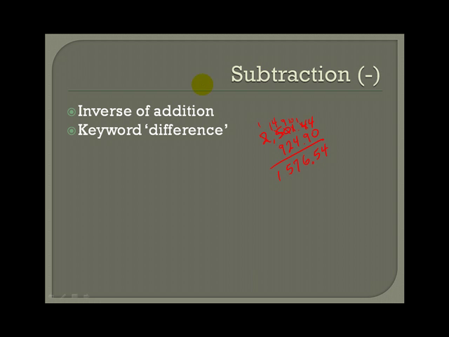Well, because this is the inverse of addition, what we can do is 1,576.54 plus 924.90. 4 plus 0 is 4. 9 plus 5 is 14. Carry the 1. 6 plus 4 is 10. Plus 1 is 11. 7 plus 2 is 9. Plus 1 is 10. 9 plus 5 is 14. Plus 1 is 15. 2,501.44. Hot dog, I did my math right.